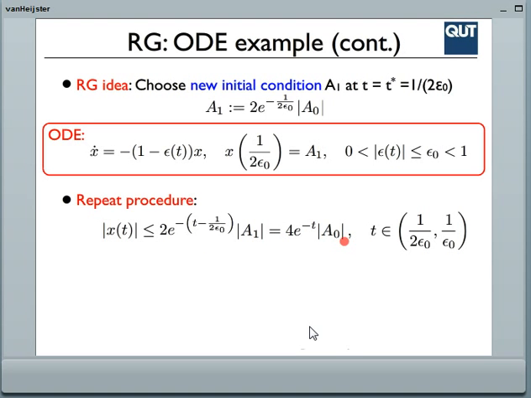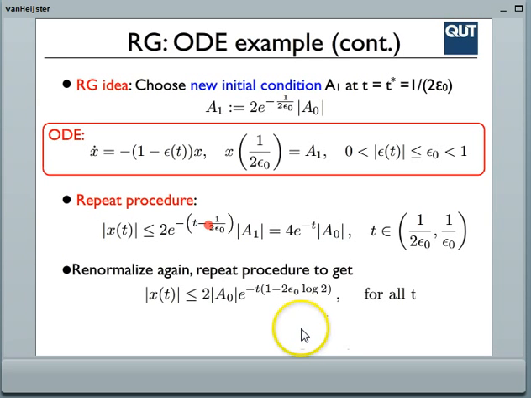And when this approximation goes AWOL again, when the second term goes up, we repeat the procedure again, so we choose A2, which is the endpoint. So we just keep on repeating this, and what we in the end find is that we have a bound on x of t for all time t.